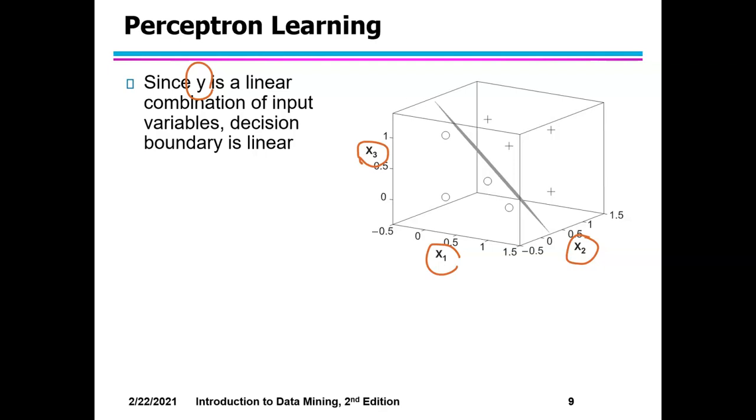So what is that? y is a linear combination of the input variables. The decision boundary is a linear one, right?